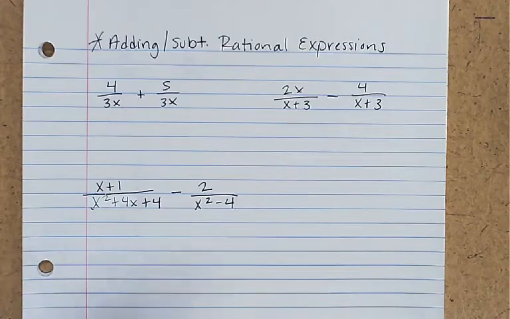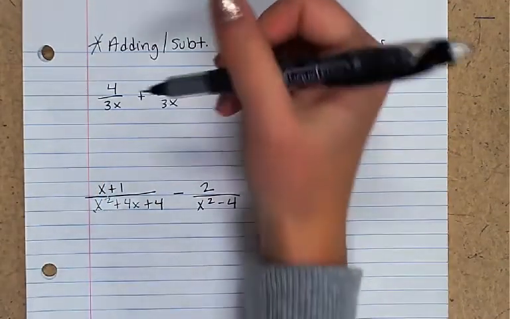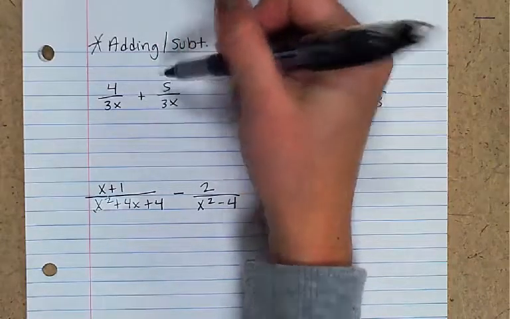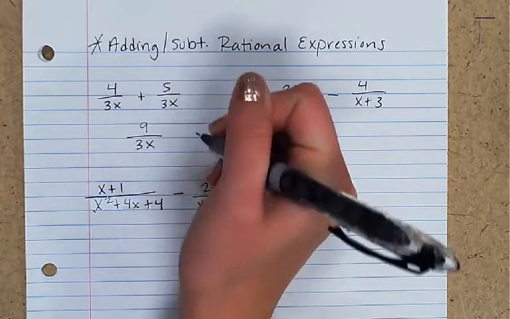Looking at this first one, our denominators match. They're both 3x, which is great. So what we can do is just add the numerators. 4 plus 5 is 9. And then when you add and subtract, the denominator just stays the same.